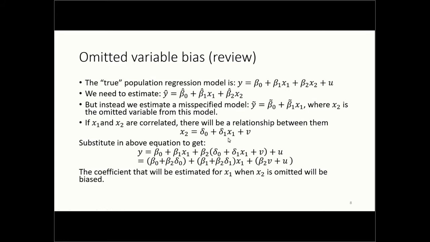Okay, so if we substitute this equation into the equation above, so basically substitute x2 here, that's what we get. Right here, instead of x2, I have written this expression above. And then we can open the parentheses and collect the coefficients together. So this is the coefficient on x1. Here, what we have is that the coefficient that will be estimated on x1 is no longer just beta 1. So it will be biased, because this part here would be the bias for the coefficient. That's what makes it different from beta 1.